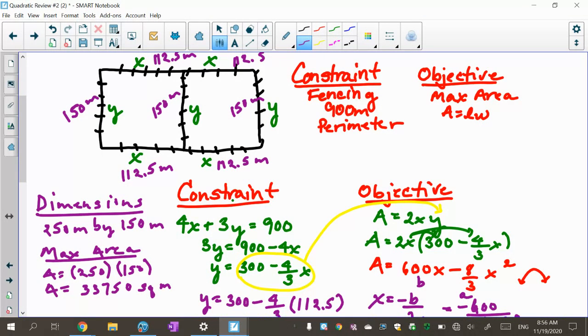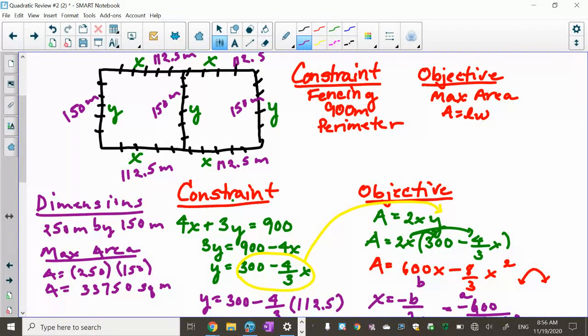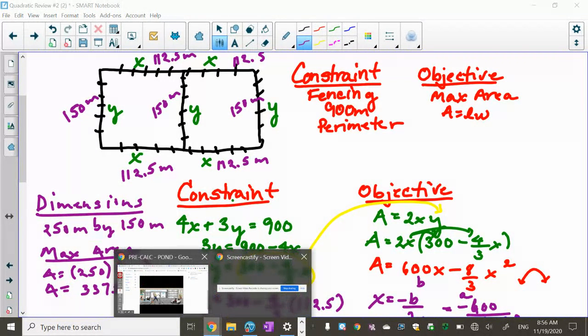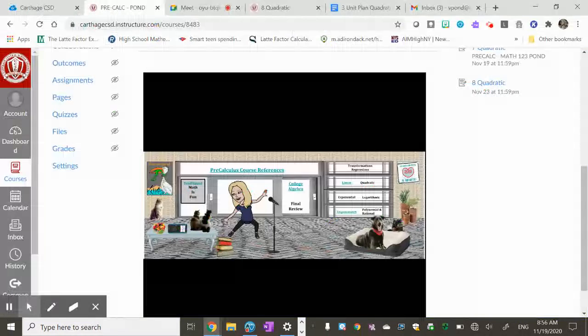Okay, so there is a max area problem that you can see and do. And now remember, you could do this another way. I just wanted to show you all the ways you could do this. That's the end of this video.